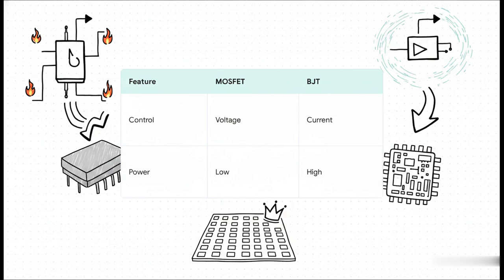Because MOSFETs run cool and don't drain massive amounts of current just to hold their state, they became the undisputed kings of very large-scale integration. You literally couldn't build a modern computer chip out of BJTs. It would be way too big, too hot, and way too power-hungry.